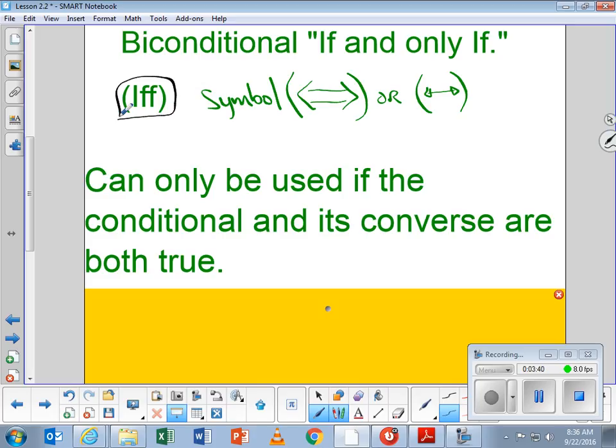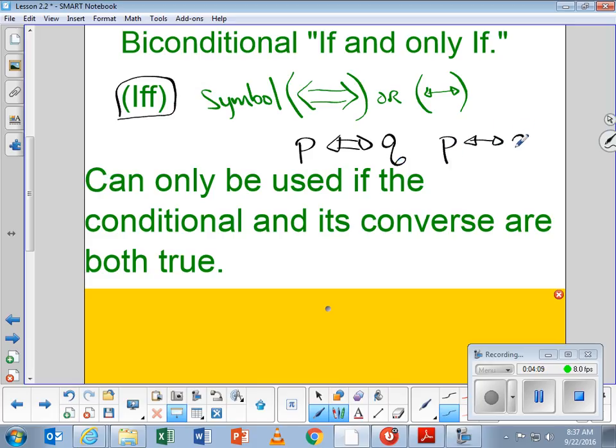Now when we're using symbols like P, Q, this means P if and only if Q. P could be you'll go to the movies. Q could be you get your homework done. So you'll go to the movies if and only if you get your homework done. All right? This symbol is the same.